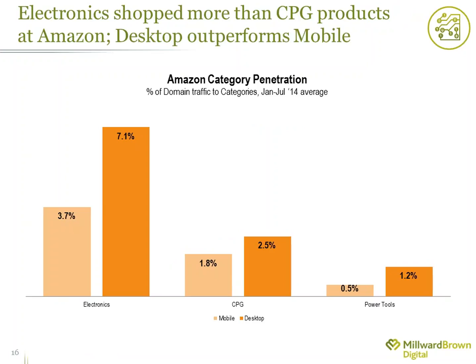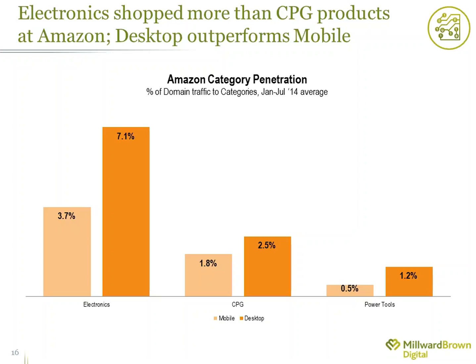We wanted to focus in on the electronics category, but before we did that, we wanted to see how that really compares to some of the other categories at Amazon and the activity taking place on them. Probably what some people might expect to be a big category would be CPG, but as you can see here, the penetration to shopping CPG is not nearly as high as the penetration of people who are shopping electronics, both on desktop and mobile devices.